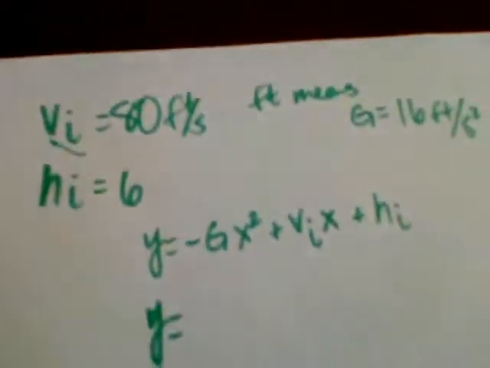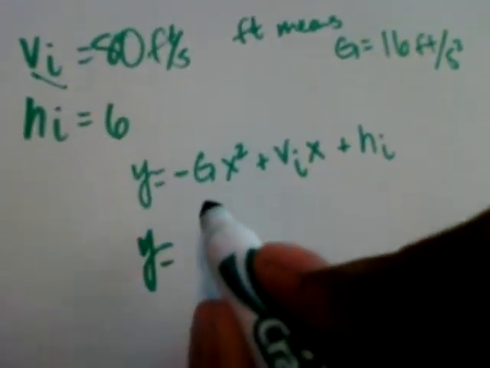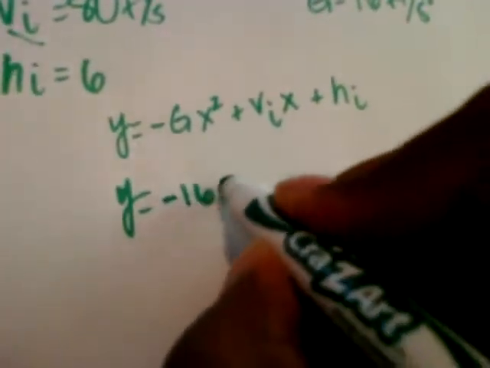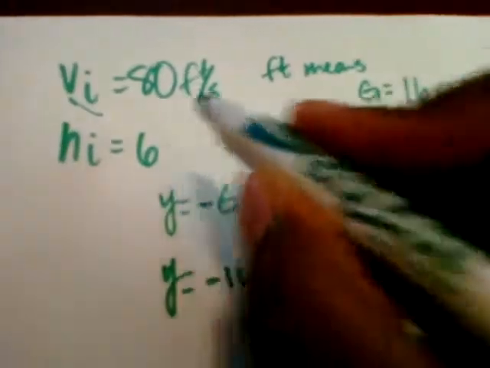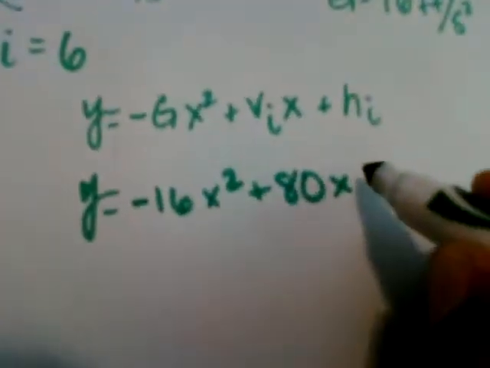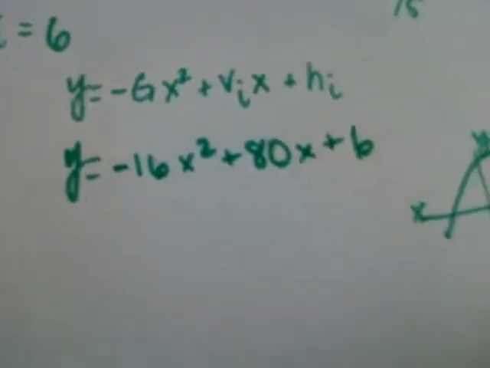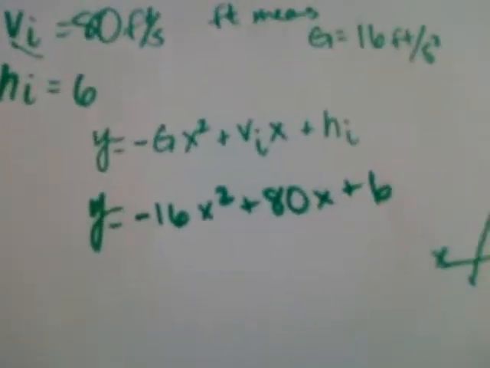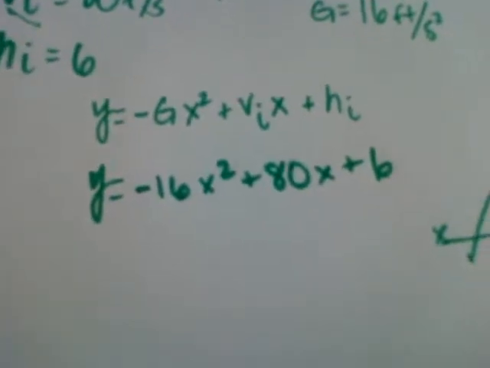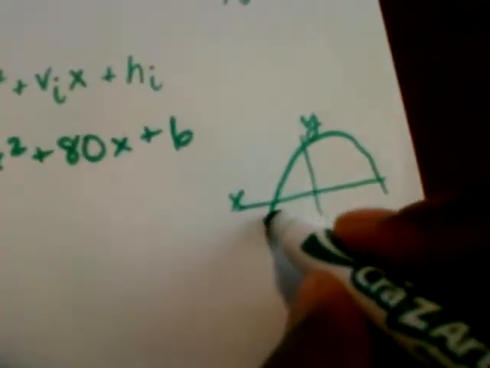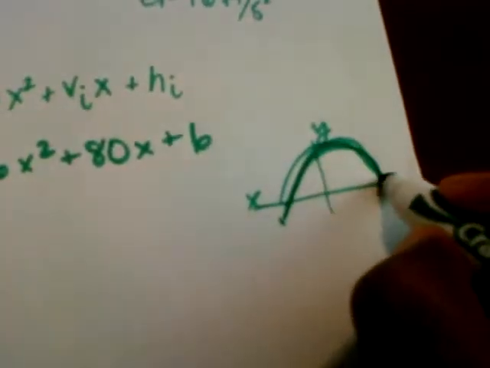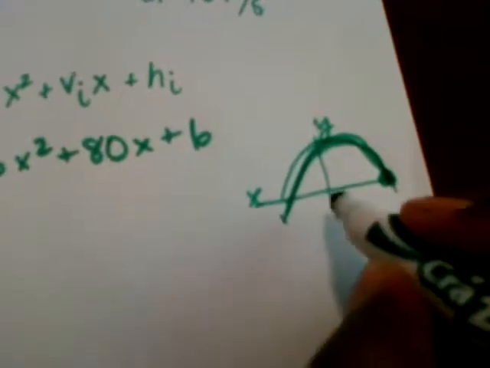So if we wanted to write this equation out, we have already declared that our gravity is going to be 16, so that would be negative 16x squared. Our initial velocity, which is 80x, and our initial height, which is plus 6. So now we have our formula. Now we need to know that the problem is asking us to find the time that the ball reaches the ground. So if we look at the y-axis, say this graph represents the ball. Where it hits the ground is right here, right? And so if it hits the ground right there, then we know that as a root.